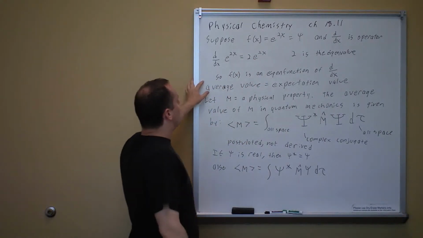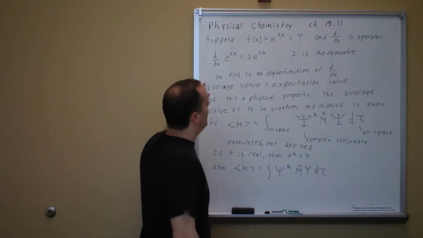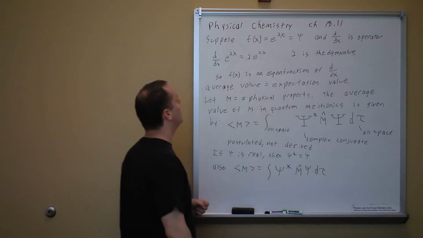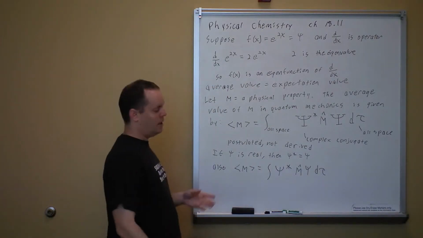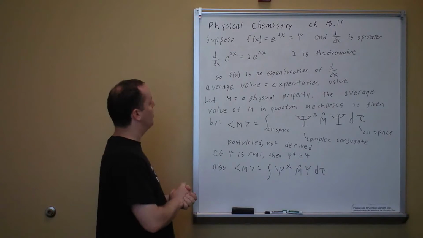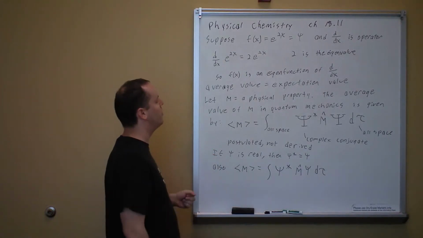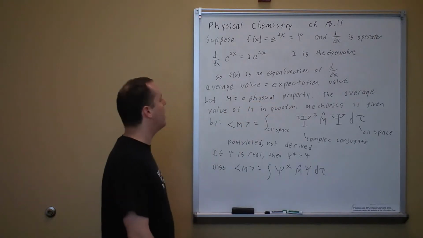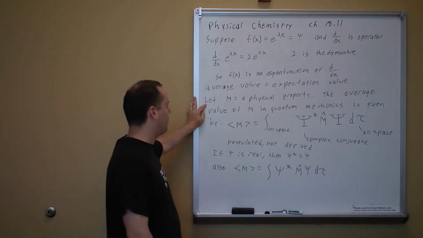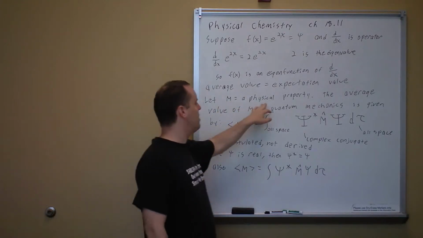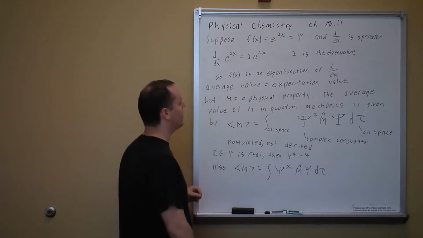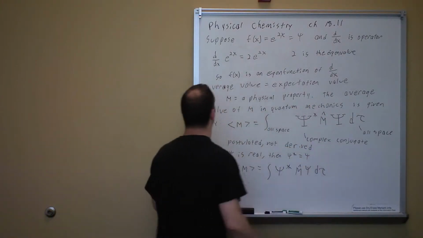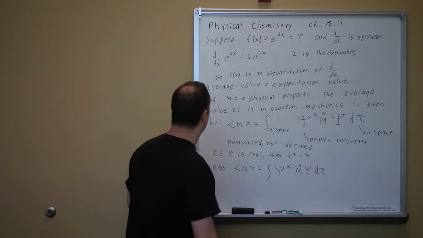Now, average value: if you've taken probability or statistics, you know that's the same thing as expectation value. Say you have your particle in the 3D box, you should have an average x position, so if you measure it, you would expect to get that value for x. Let's say we have m, just any physical property we might want to measure on our system. Then the average value of this quantity m in quantum mechanics is given by this formula.